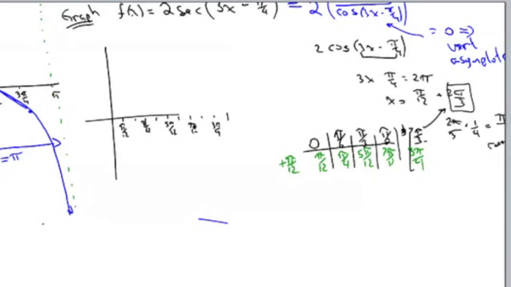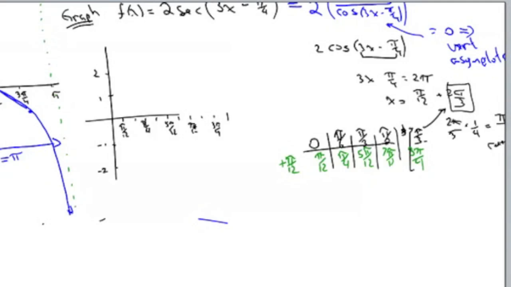Alright. If you change all of the pi's over 12, this is 1 pi over 12, 3 pi over 12, 5, 7, and 9 pi over 12. So there's 1, 2, 3, 4, 5, 6, 7, 8, 9. Okay. The amplitude is? 2 up, and 2 down.